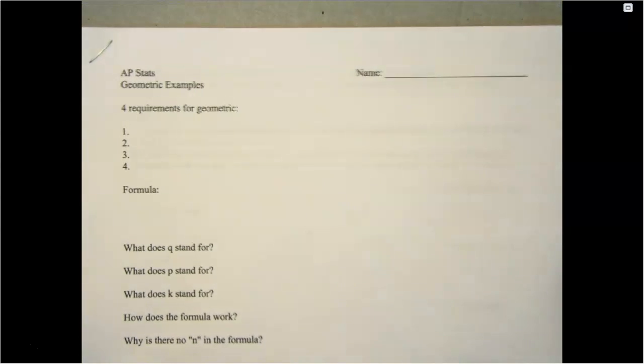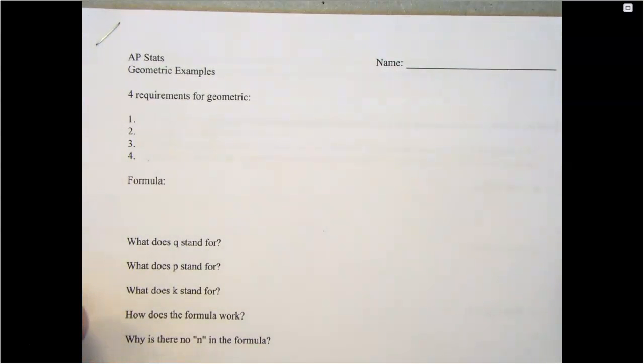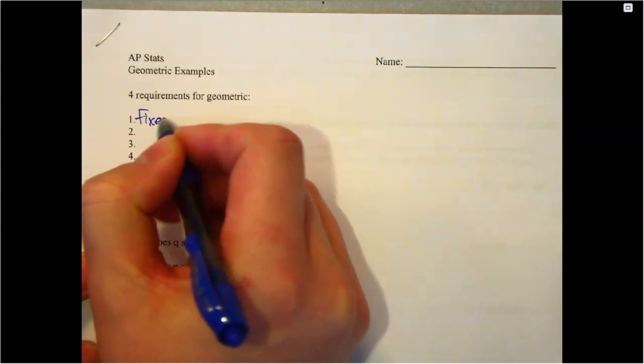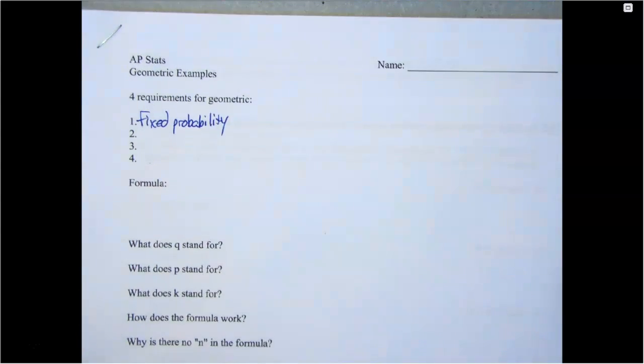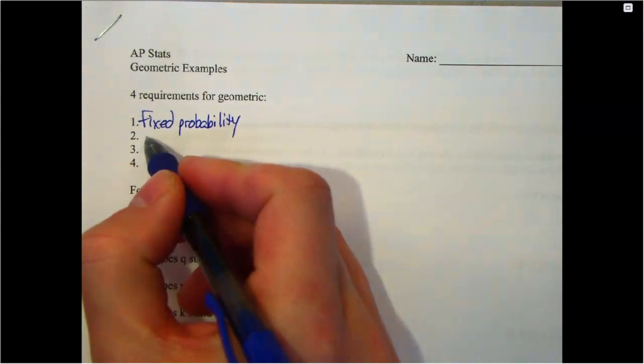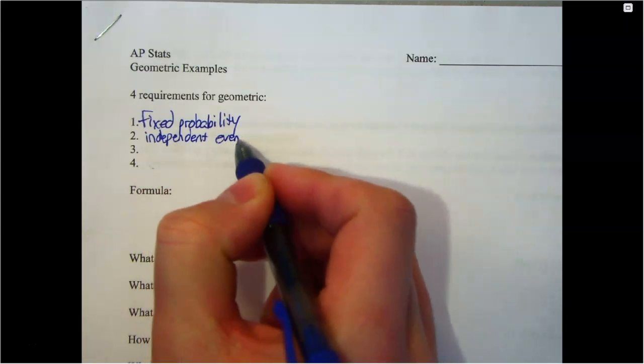All right, so we got... Shh, quiet, please. We have binomial. We had 4 requirements, and we have geometric, and there's 4 requirements. 3 of them are the exact same, and the 4th one is the one that allows you to tell the difference between them. So we'll do the 3 that are the same first, and I'll put the 4th one, the different one, last. So you still need a fixed probability. You still need independent events, which means one thing doesn't affect the next thing.